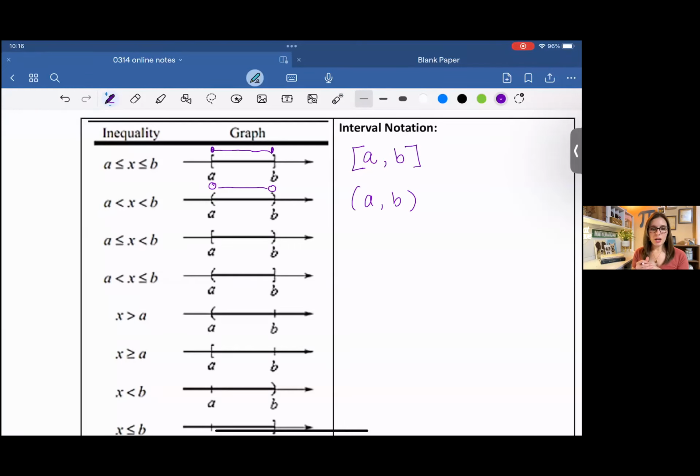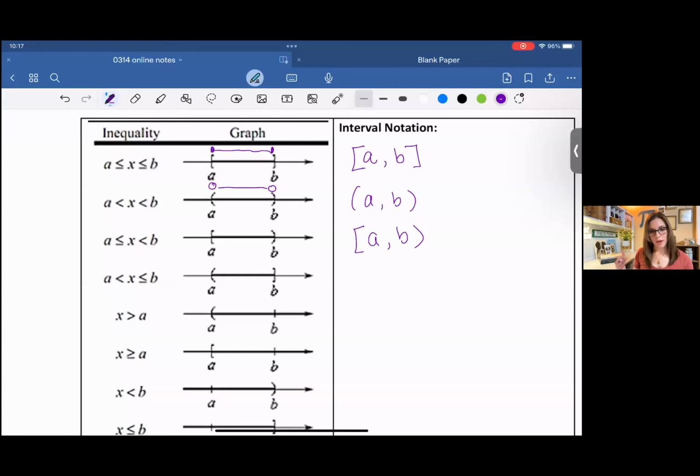In the next one, we have one where we have the equal sign underneath and the other one we don't. So in this situation, we would use a bracket on the A and we would use a parentheses on the B, and our solutions are in between those two values. So we have bracket A to B parentheses.